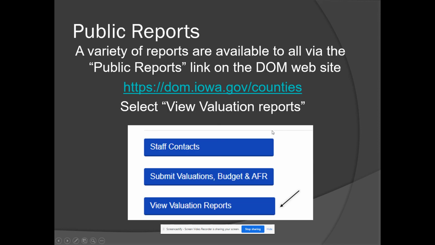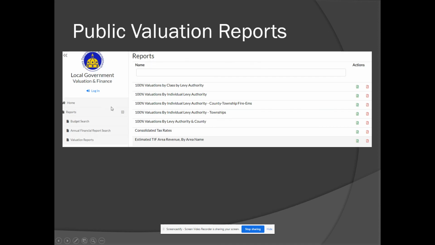There are a variety of public reports available to anyone on this public-facing website. There are all sorts of different ways to get there, but if you just want to see the public-facing side, it's basically looking at the website prior to logging in as a county auditor. So you go to the regular login page and not log into the system, or you can also go to valuation reports. It's going to take you to the same place. This will list all of the different valuation reports that are available to the public.